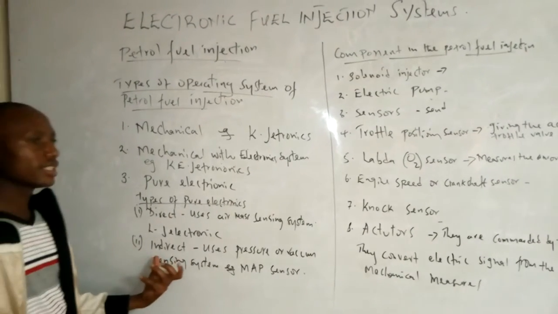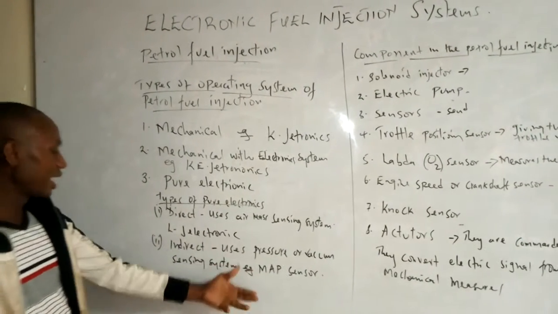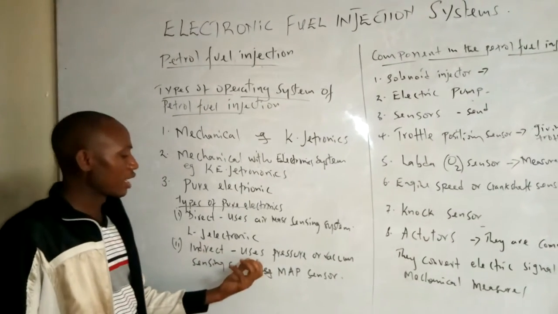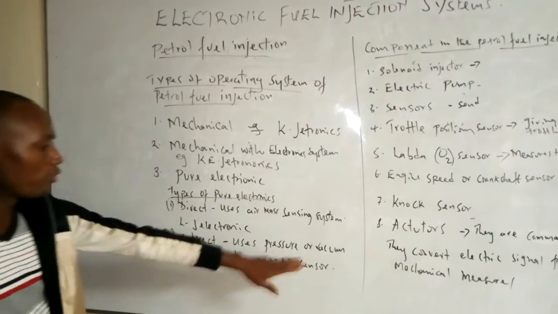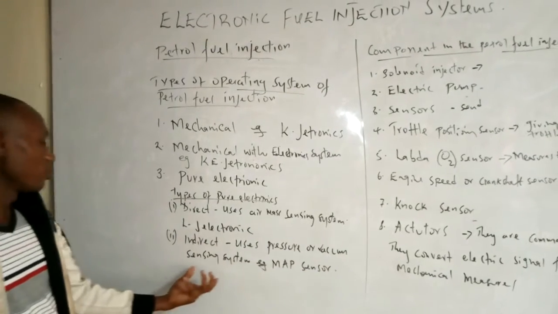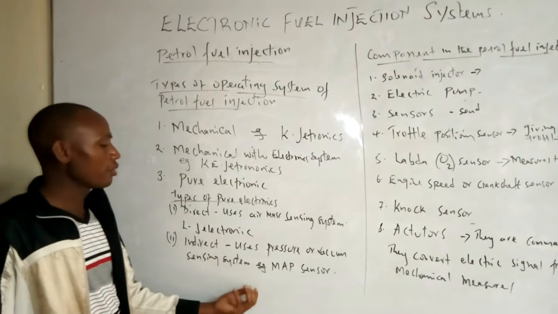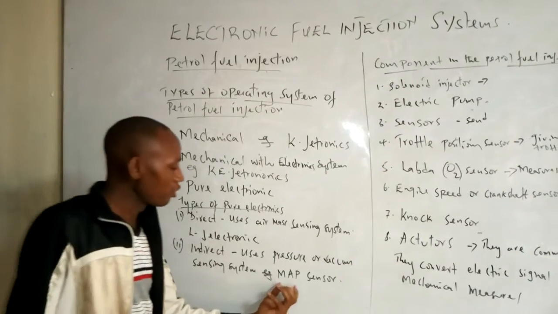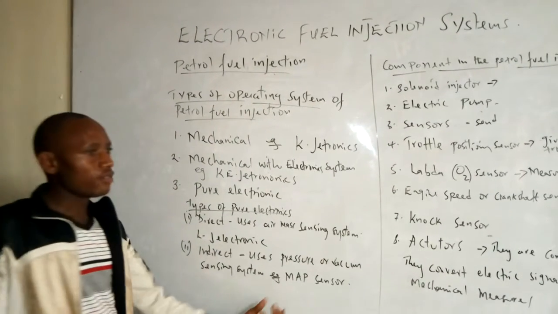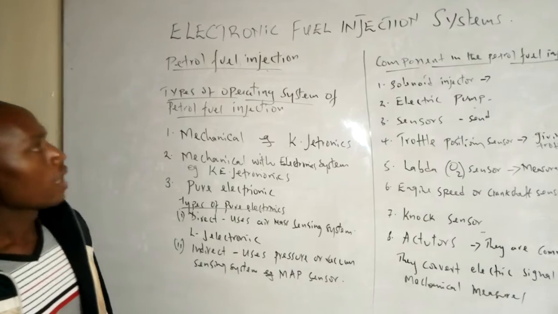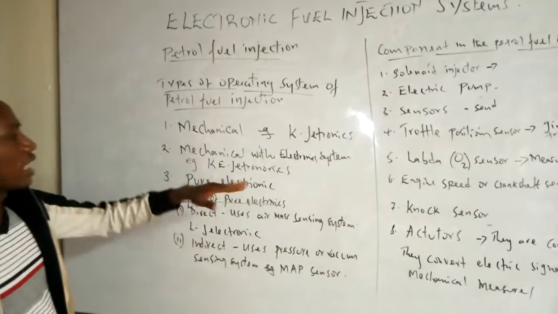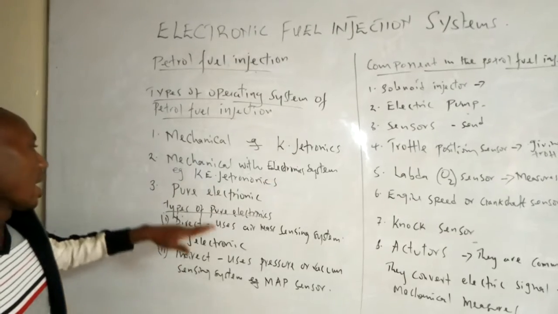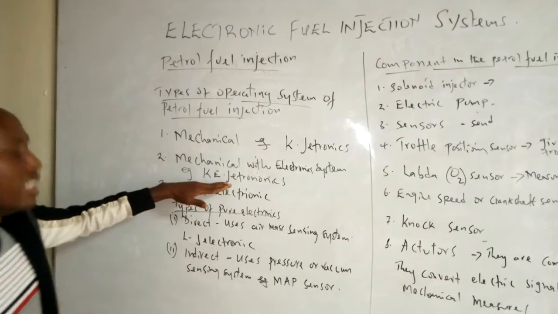Then we have indirect. In indirect, we use the pressure or vacuum sensing system. A good example is the MAP, the manifold absolute pressure sensor. Now, in your notes, I've posted the notes on the K-Jetronic, L-Jetronic, and the KE-Jetronic.